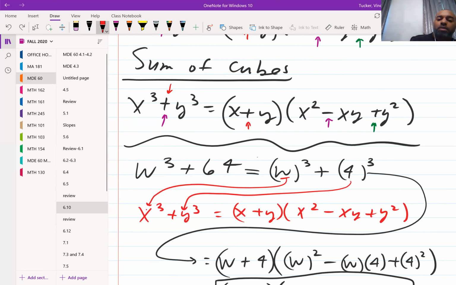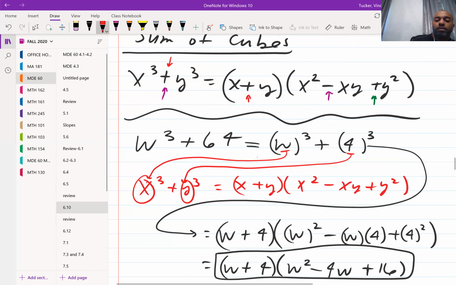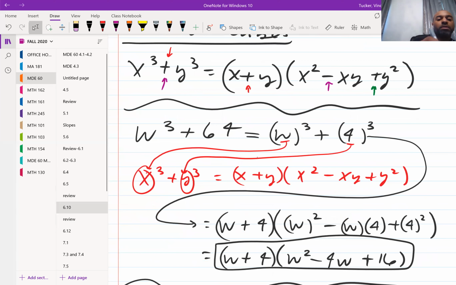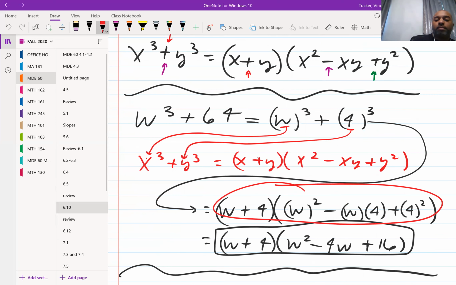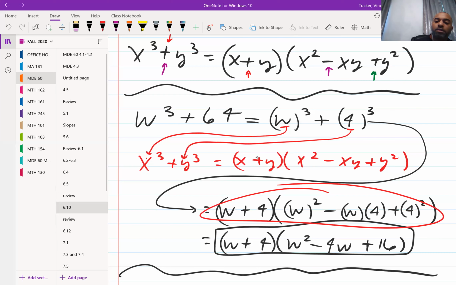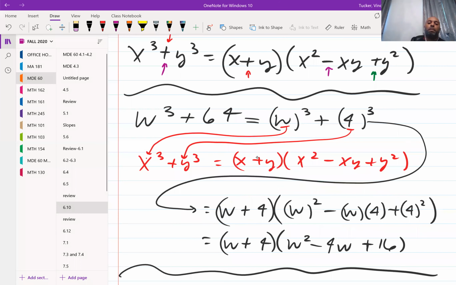All right. So this is just me rewriting the formula. And like I said, W is going to go where X is, and 4 is going to go where Y is in the formula. And so that's what I did right here. So that's why we have W plus 4, W squared minus W times 4 plus 4 squared. So that's what we have right here. After you plug it into the formula, then you simplify as much as possible. W squared is just W squared. W times 4 is 4W. And then 4 squared is 16. That is your answer.